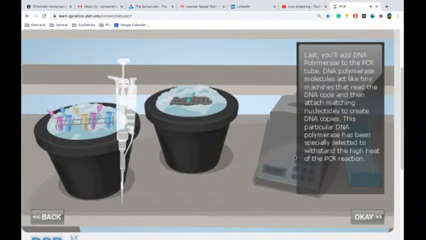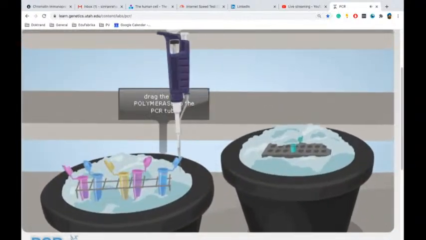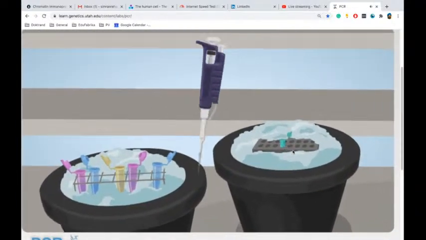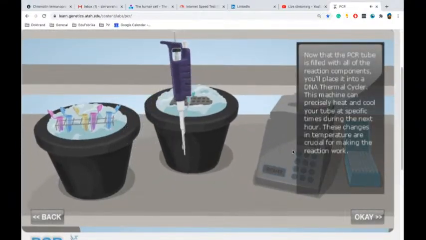Last, but not the least, we will add the DNA polymerase, which will help to make the copies by matching nucleotides to form DNA copies. This particular DNA polymerase has been specially selected to withstand the high heat of the PCR reaction. So take this one and it's gone. Now the PCR tube is filled with all reaction components. Now we have to put it on the thermocycler.